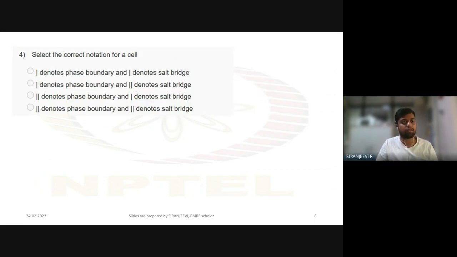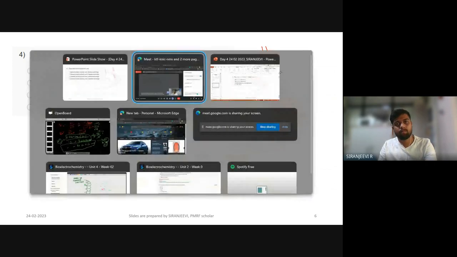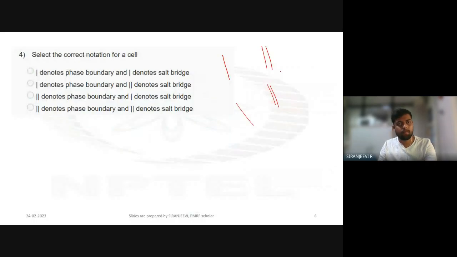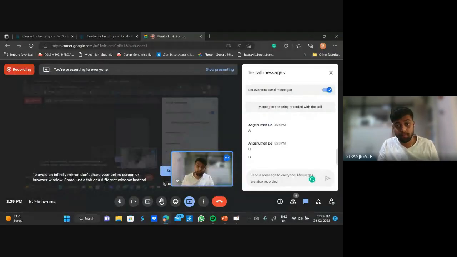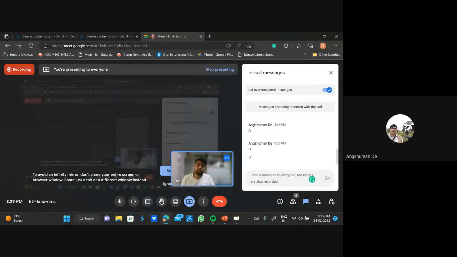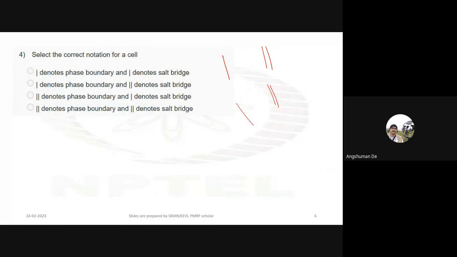Okay. Tell me this one. Select the correct notation for a cell. Have you heard about this, how we use a single straight line and then a double straight line? Will you please explain why B is correct? No, sir. As far as I remember, the single bar is the phase boundary and the double bar is the salt bridge. Okay, the notation.